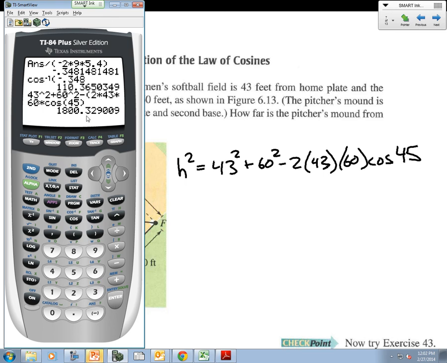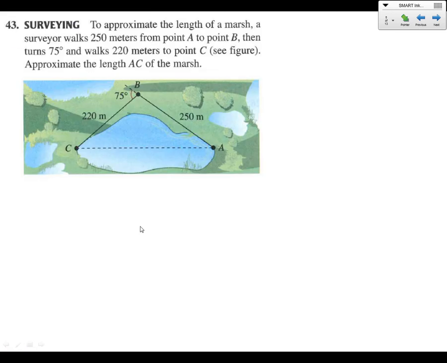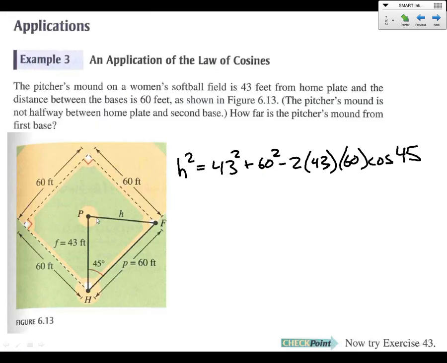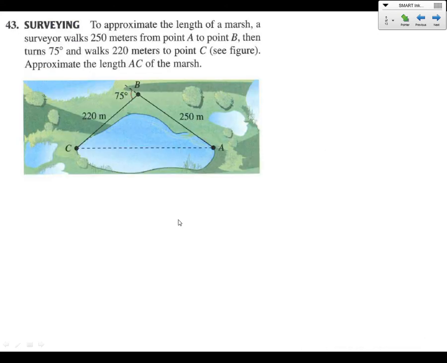And we have 1800 equals h squared, so let's do the square root of that. And 42.43 feet is going to be the distance from the pitcher's mound to first base. So pretty close to 43 here, but not exactly the same distance. See if you can use the same type of thinking for problem 43.